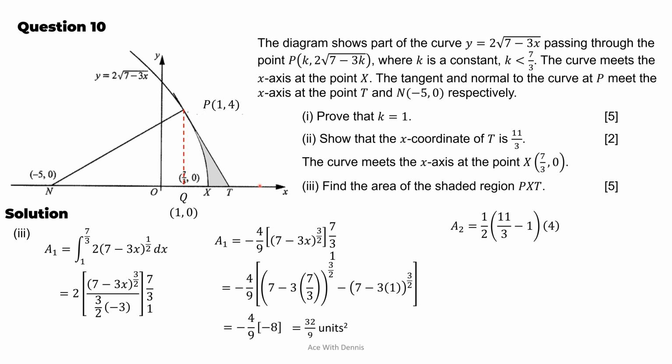Next, we move on to find the area of the triangle PQT, which I label as A2. So it is half times the base, which is 11/3 minus 1, times the height, 4. The height here is 4. This is the length, just the x coordinate of T minus the x coordinate of Q. The value we get is 16/3. Hence, the area of the shaded region will be A2 minus A1, which is 16/3 minus 32/9, and the answer is 1 and 7/9 units squared.